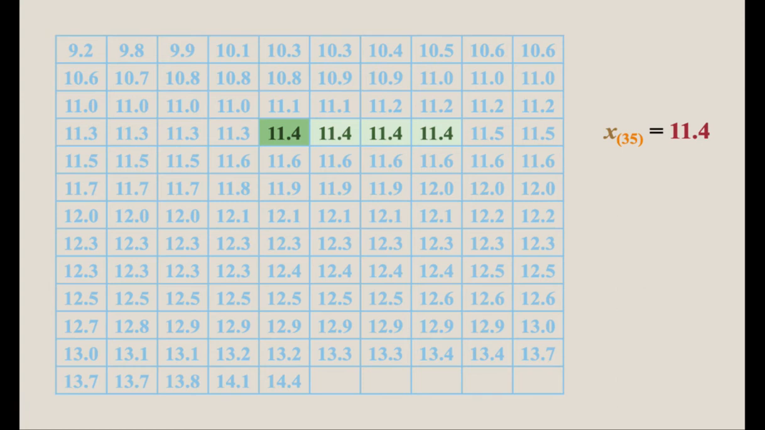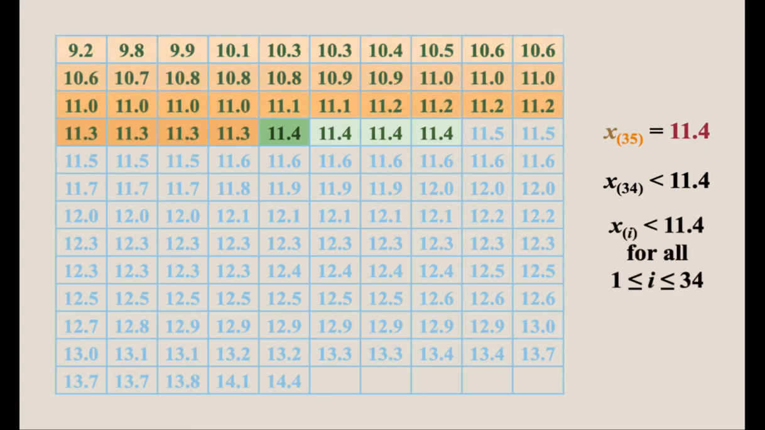Because the 35th value was the first time we encountered the value 11.4, we can write that x sub paren 34 is strictly less than 11.4. And because the dataset is ordered, this would be true for x sub paren 33, x sub paren 32, x sub paren 31, all the way down to the start of the dataset at x sub paren 1. Mathematically, we can write this as x sub paren i is strictly less than 11.4 for all values of i from 1 to 34. So, there are 35 values at and below the first appearance of 11.4 in the dataset.